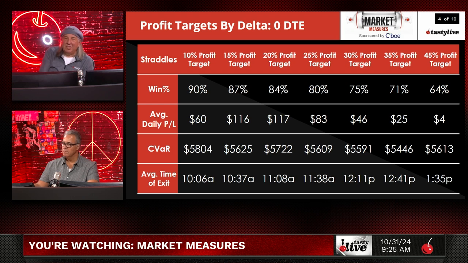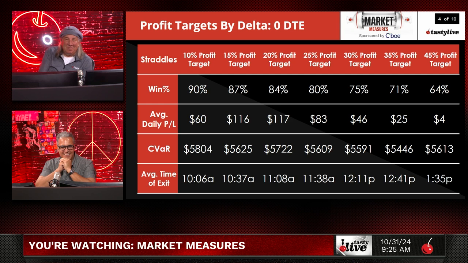Straddles are selling the put and call at the money. Here's what's important to note, and this is really easy for anybody to see. The average time to exit, we got really granular on this. The average time to exit, if you sold them on the opening, is 10:06 in the morning. You can't ask for more context than this. 90% win rate, you make $60, and you average getting out by 10:06.